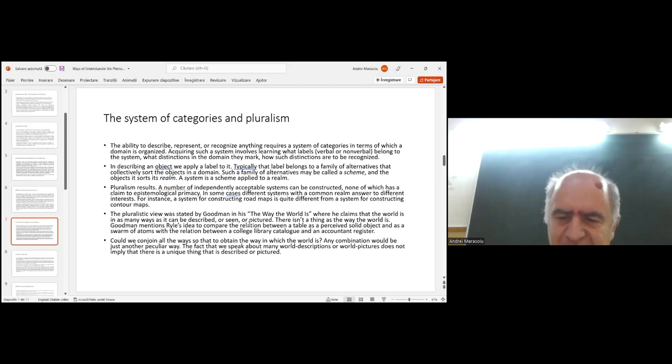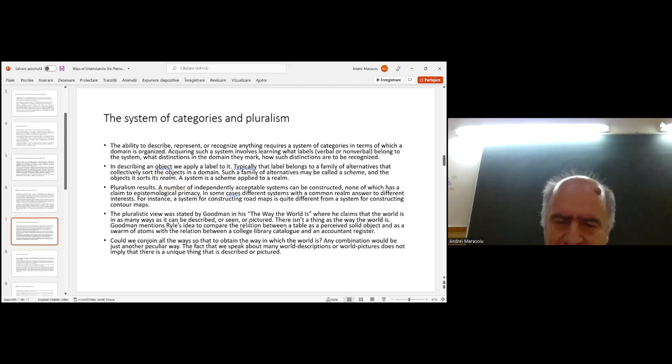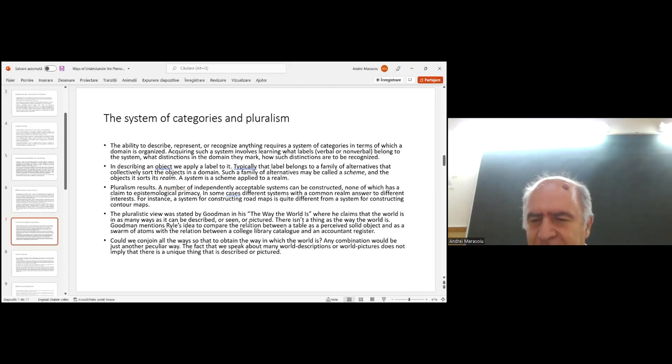compare the relation between a table as a perceived solid object, the table where is my computer, and as a swarm of atoms with the relation between a college library catalog and an account register. Of course, the library catalog and the register used by an accountant will be very different because they will mention different features of the objects. Could we conjoin all the ways so as to obtain the way in which the world is? Any combination would be just another peculiar way.